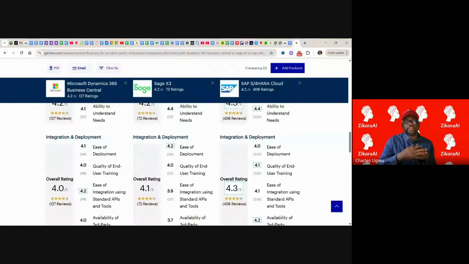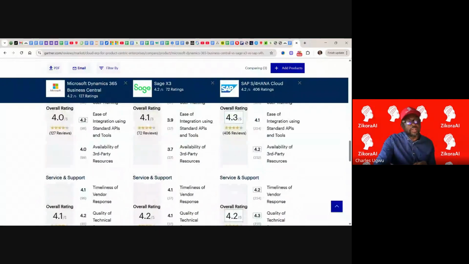So we can't go for this because it's for large corporations, and uneasy for integration, we can't go because Microsoft is clearly leading on this in terms of easy for integration, which is a big factor for us. So that's why I said, look at what your stakeholders are looking for.